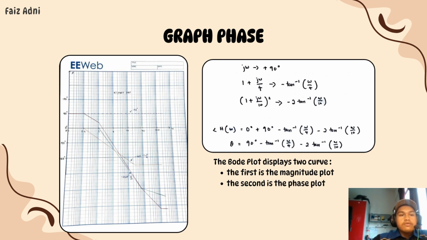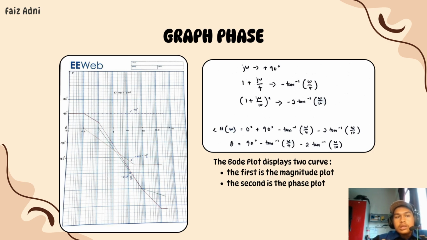The first curve is the magnitude plot. It shows how strong the signal is at different frequencies. The second curve is the phase plot. This shows how the phase angle of the signal changes as the frequency increases.